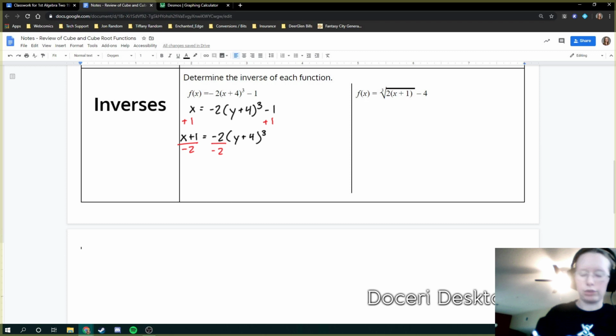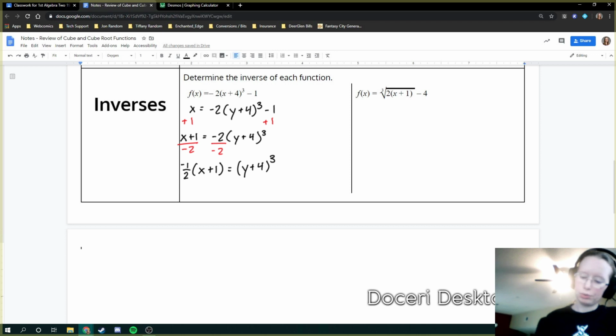So another way I can write this, which is going to be helpful for the assignment, is to write this as a negative 1/2 x plus 1 equals y plus 4 quantity cubed. Same thing, but it's going to help with the assignment to write it this way with finding the transformation statements for the inverses. So, strongly advised.